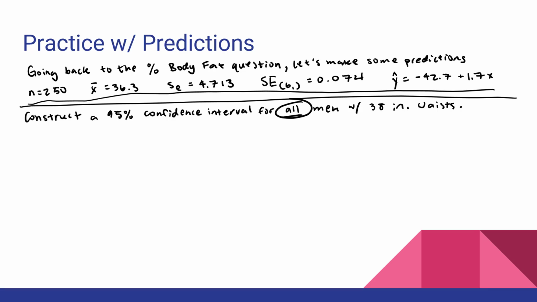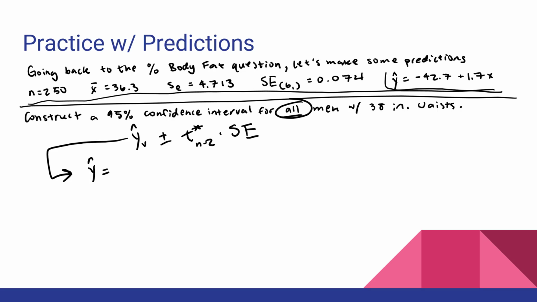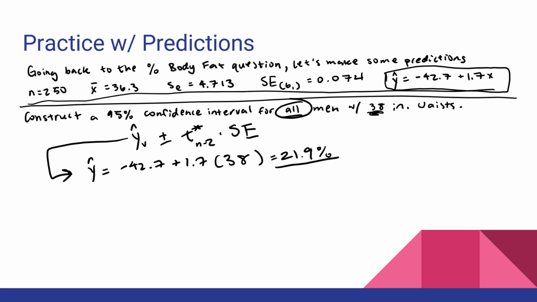So first of all, what does our confidence interval formula look like? That is our y hat for the predicted value, plus or minus the t critical value with n minus 2 degrees of freedom times your standard error. Starting off, the easiest one to find is going to be your y hat for the predicted value. We have our LSRL equation out here, and we're making a prediction about men with 38-inch waists. So we can plug this 38 into our formula, so we get negative 42.7 plus 1.7 times a 38-inch waist, and out of that we get 21.9%. So this is our y hat for our predicted value.